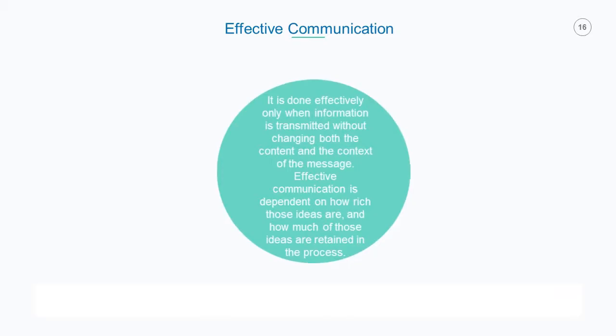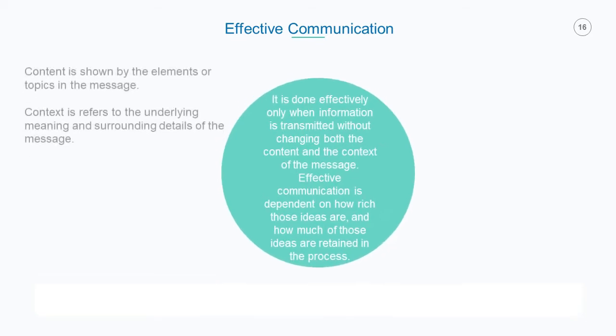Moving forward, effective communication is done effectively only when information is transmitted without changing both the content and the context of the message. Effective communication is dependent on how rich those ideas are and how much of those ideas are retained in the process. When we say content, it is shown by the elements or topics in the message, while context refers to the underlying meaning and surrounding details of the message.